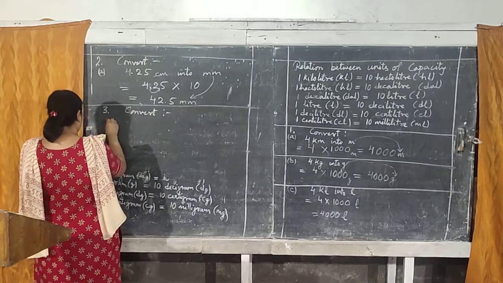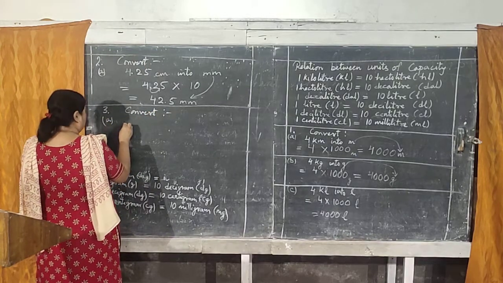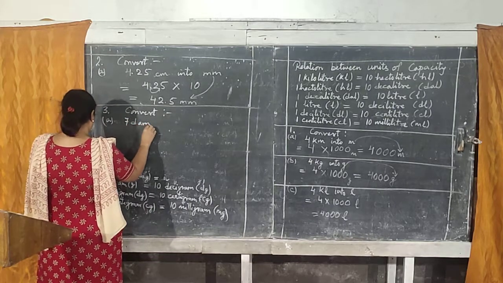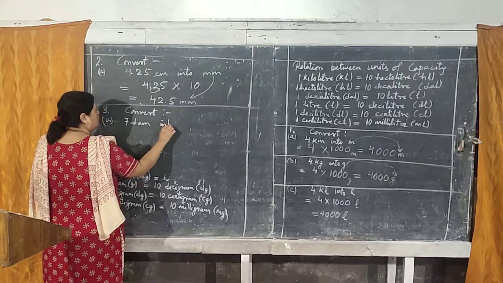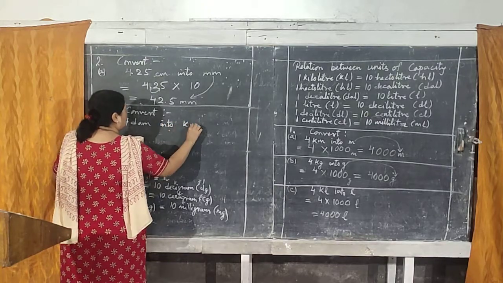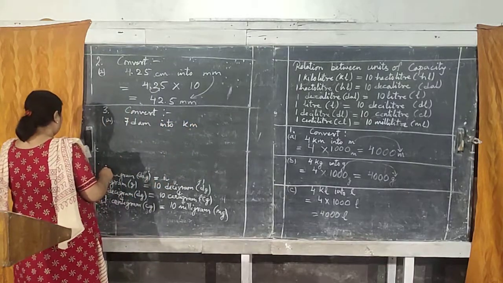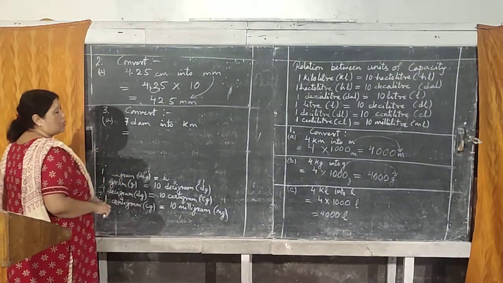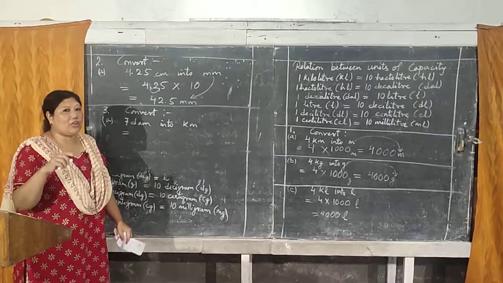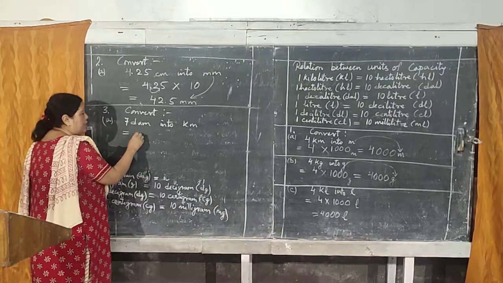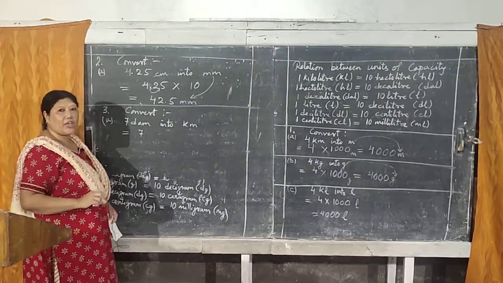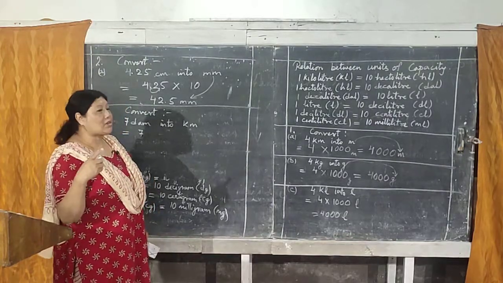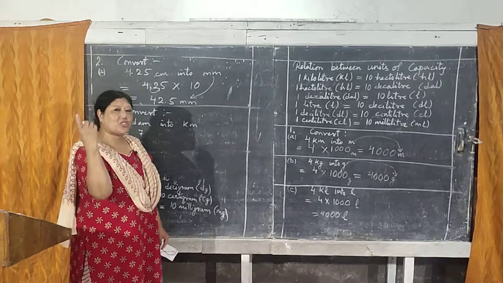Now I'll show you next one, number 3. Convert 7 decameter into kilometer. Decameter into kilometer. Okay, now decameter into kilometer. Now what I had said, copy the question 7. Okay, copy the question 7. Then decameter into kilometer. Kilometer comes first or decameter?